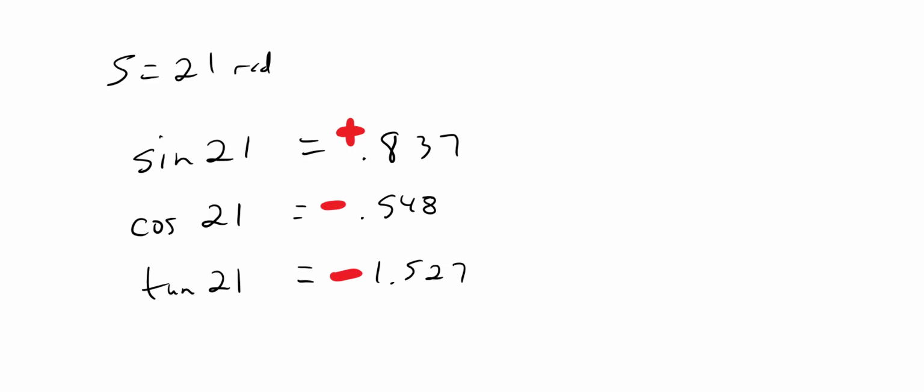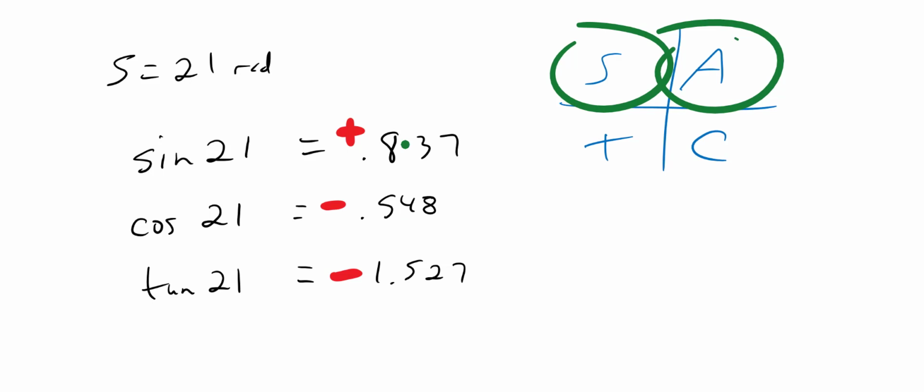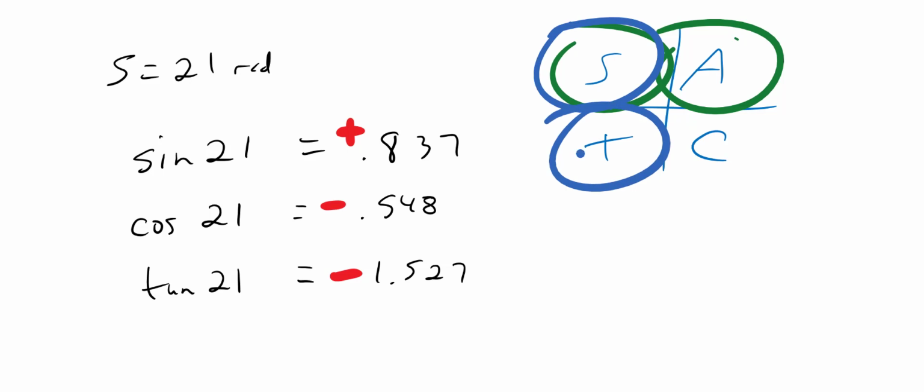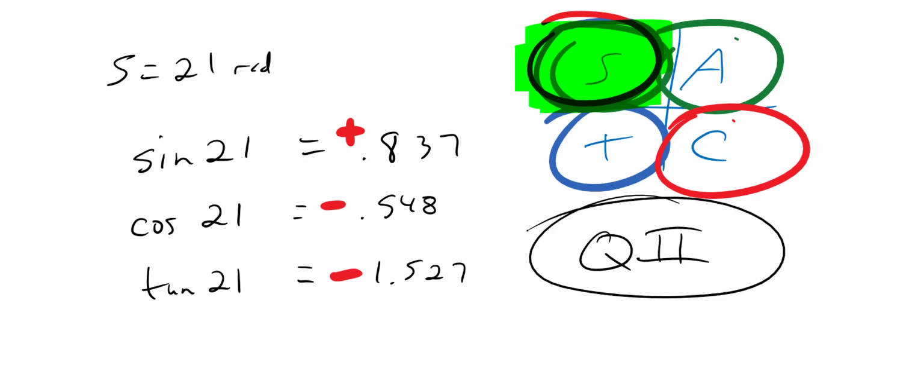Now, if you recall, All Students Take Calculus. Where's sine positive? Sine's positive in these two quadrants here. Where's cosine negative? Cosine is negative in these two quadrants. And where is tangent negative? Tangent's negative in these two quadrants. So where does it all overlap? You guys should say, oh, Mr. Crevice, it overlaps right here in the second quadrant. Hey, look at your notes from the original, right? This is quadrant 2.